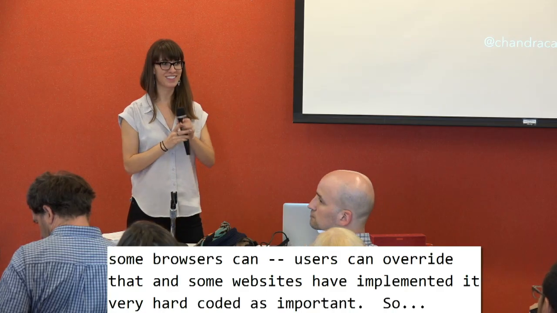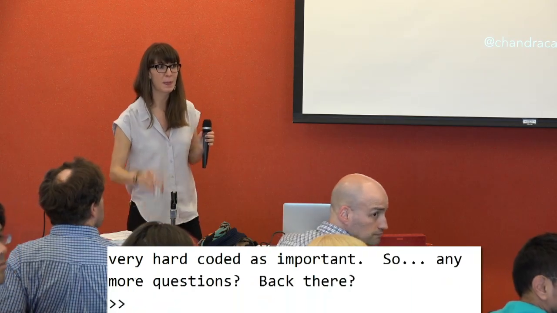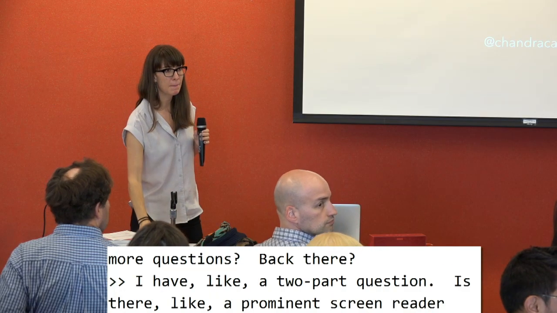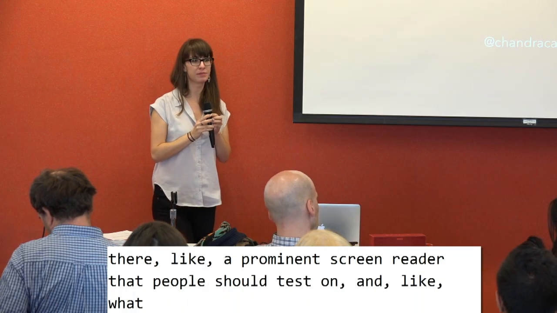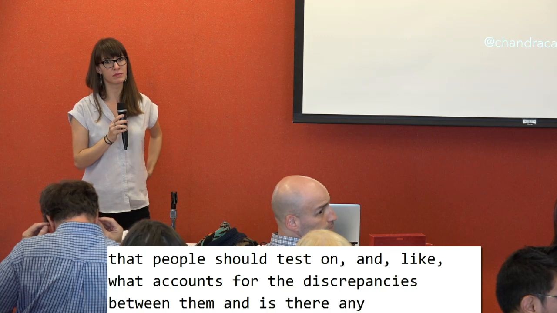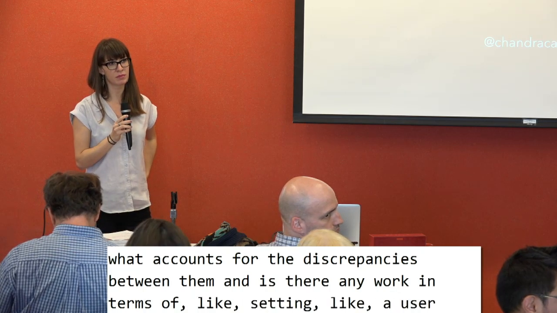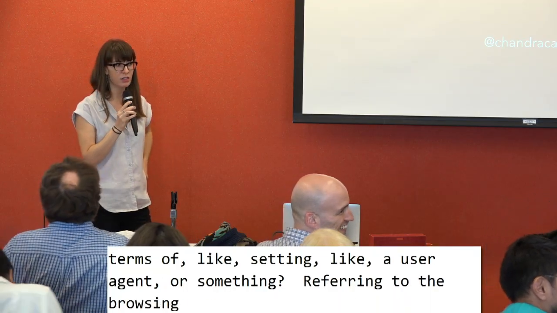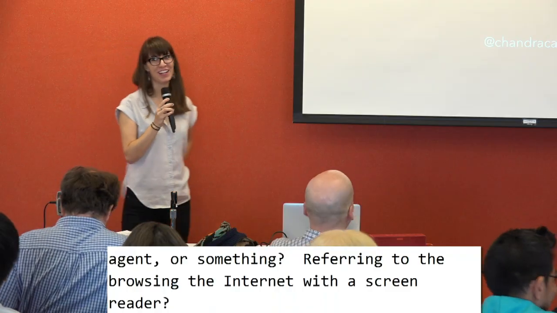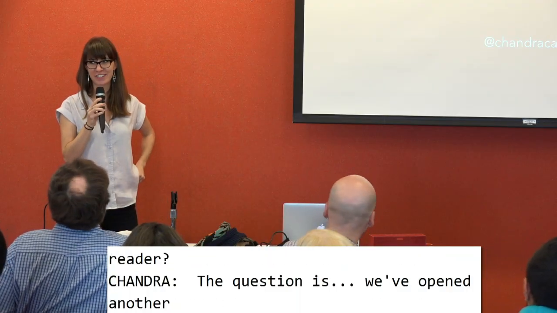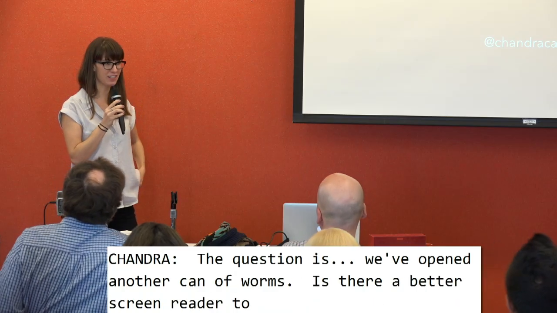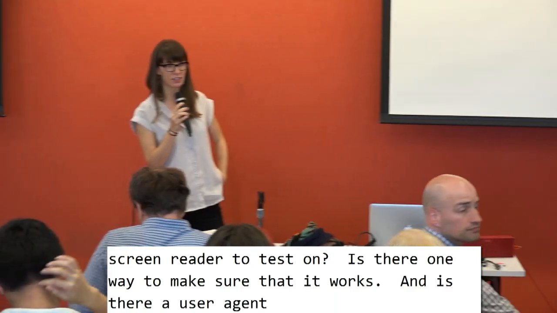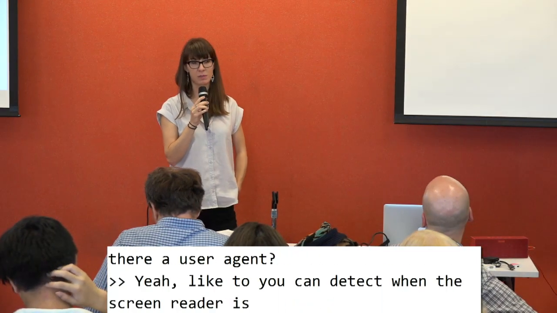Any more questions? Back there. I have a two-part question. Is there a prominent screen reader that people should test on, and what accounts for the discrepancies between them? And is there any work on setting a user agent or something when it comes to browsing the internet with a screen reader, so you could detect whether a screen reader is being used? We've opened another can of worms. Is there a better screen reader to test on? Is there one we should make sure works?